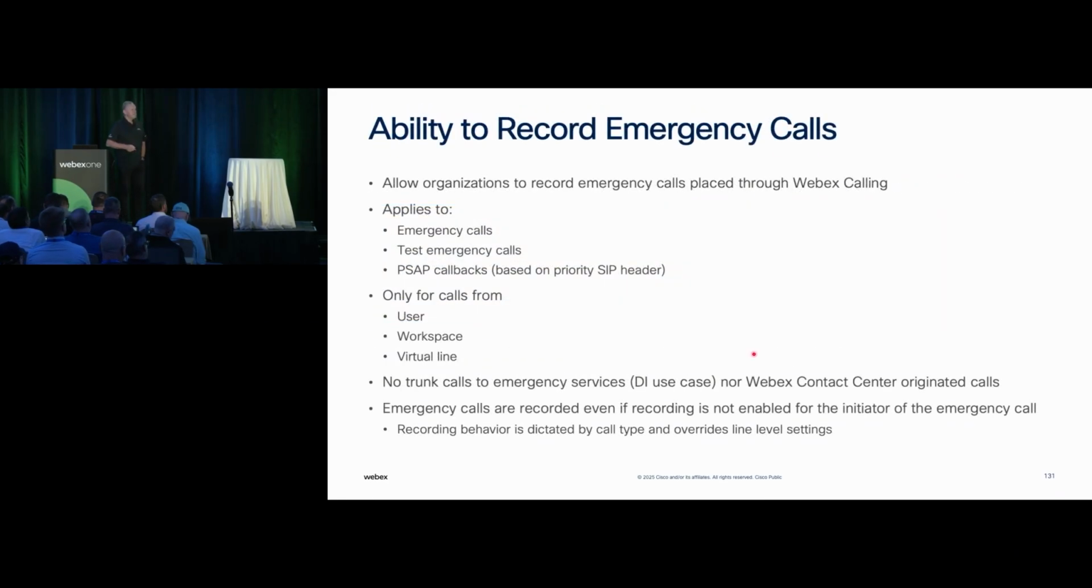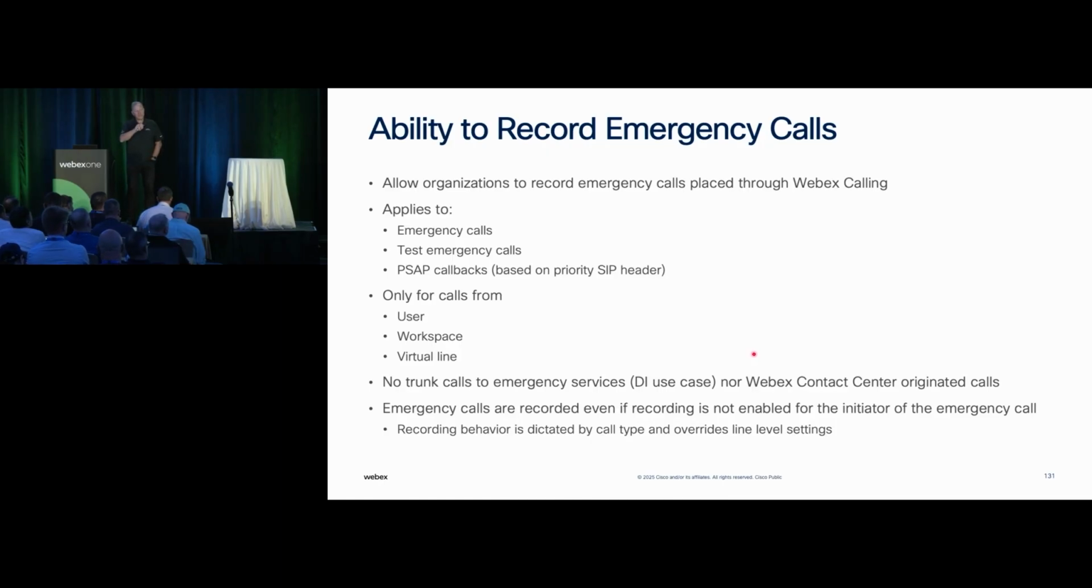Another one that we added recently is the ability to record emergency calls. You know that we had recording in Webex Calling for quite some time, and now there's an option to globally enable recording of all emergency calls. This applies to emergency calls, to test calls, and also to PSAP callbacks. And this is only available for users, workspaces, virtual lines, not for trunk services. So not for trunk calls coming in from Dedicated Instance or from calls that originate in Webex Contact Center.